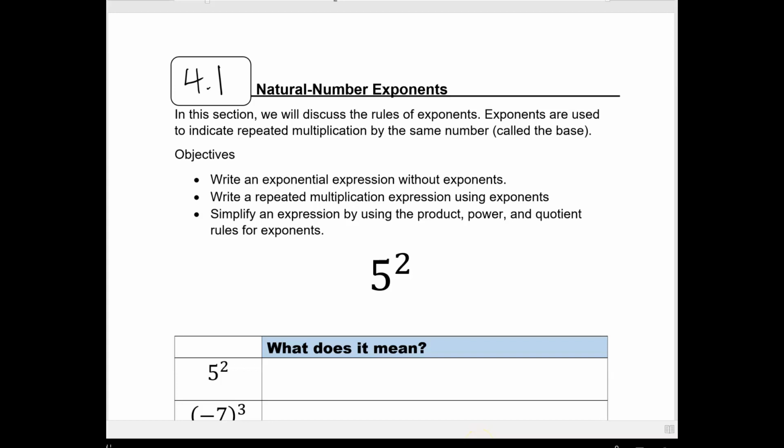So first, let's talk about this number 5 squared here. First thing I want you to do is draw a line to the 5. That is our base. And the 2 is considered to be our exponent.